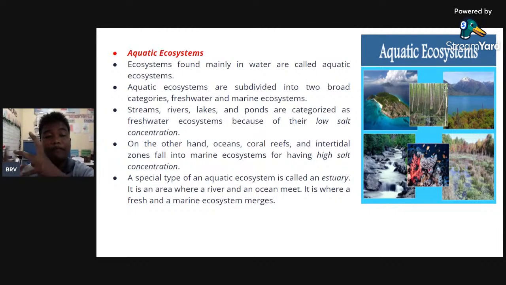In freshwater, there are animals that could live in that place. Then in marine, there are animals that can live there. Streams, rivers, lakes, and ponds are categorized as freshwater ecosystems because of their low salt concentration, unlike marine ecosystems. On the other hand, oceans, coral reefs, and intertidal zones fall into marine ecosystems for having high salt concentration.